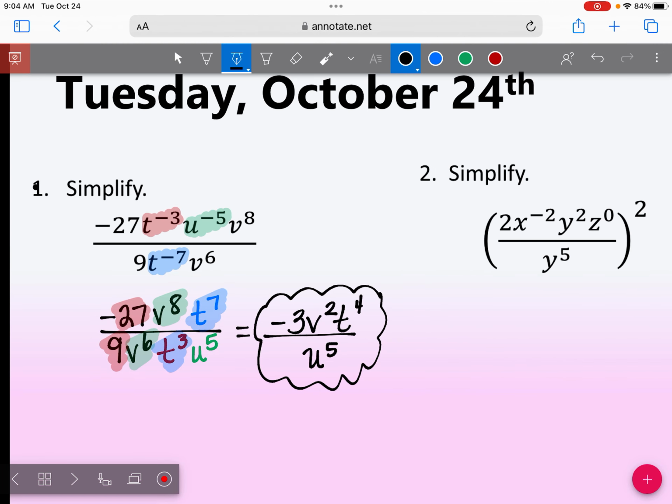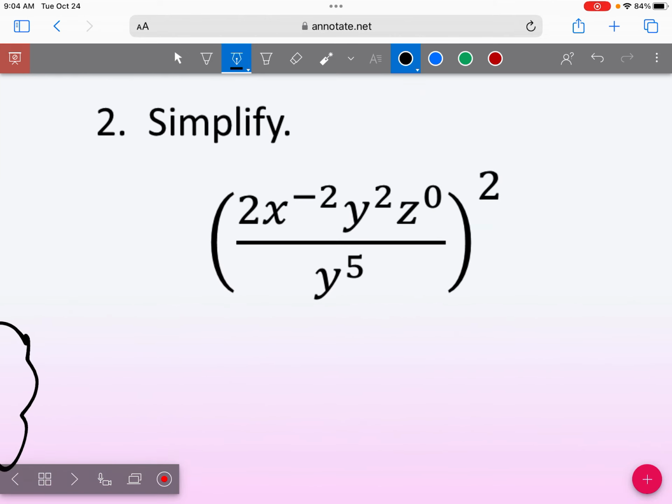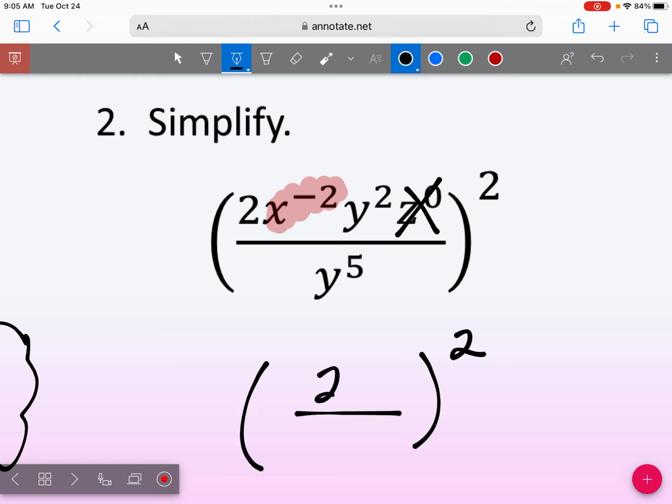All right, so let's go ahead and look at question 2. Now, before we do our exponent, let's start simplifying everything on the inside. So the first thing you're going to do is move this down. And I'm noticing that anything with a 0 exponent equals 1, so I'm going to cross that out. So that goes away. So what I'm left with is I have a 2, a y squared, and a y to the 5th.